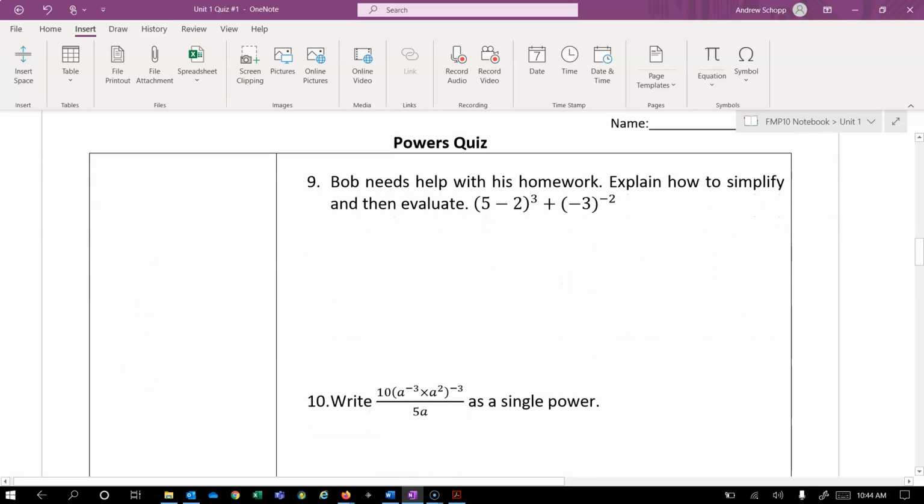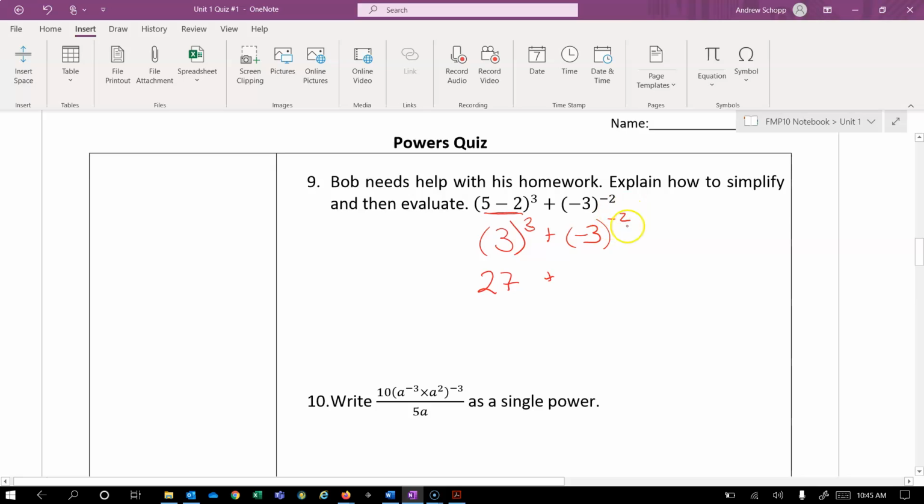Page number 2. Bob needs help with his homework. Explain how to simplify and then evaluate. So I'll just do my explanation auditorially, if that makes sense, instead of writing it out. But first, we would simplify inside the brackets if we can. So 5 minus 2 is 3. And we have negative 3, nothing we can do on the right-hand side. I can now work with the exponents. So 3 to the power of 3 is 27.